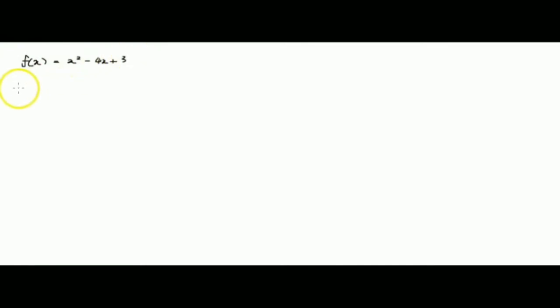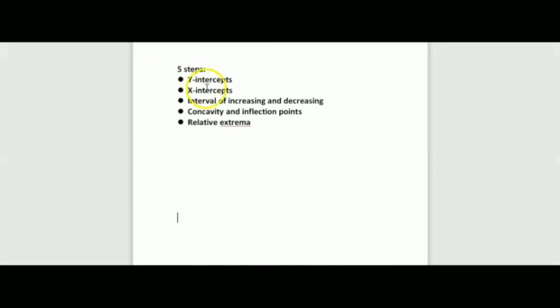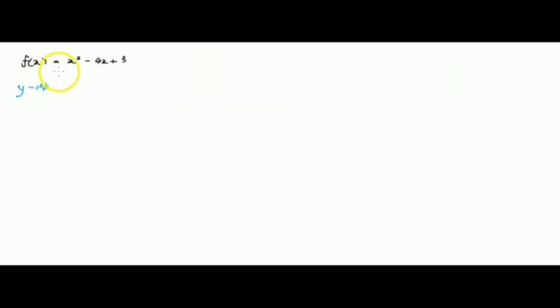For the first step, it says that we have to find the y-intercept first. So how? By substituting 0 into x. So the y-intercept will be 3.